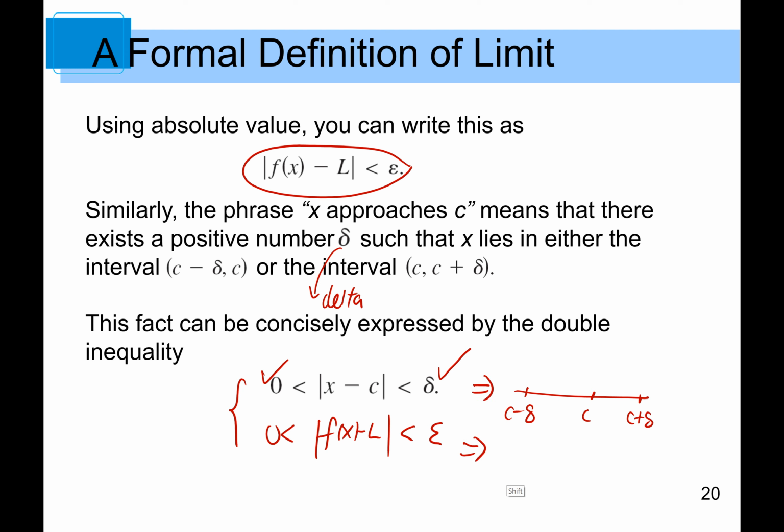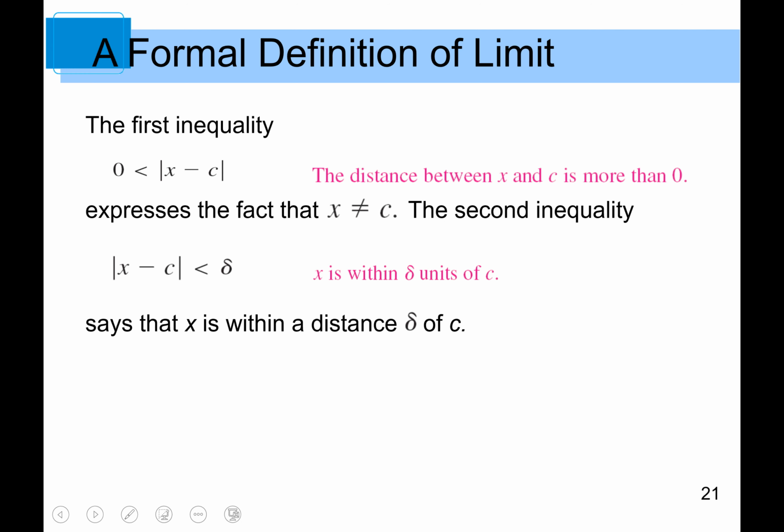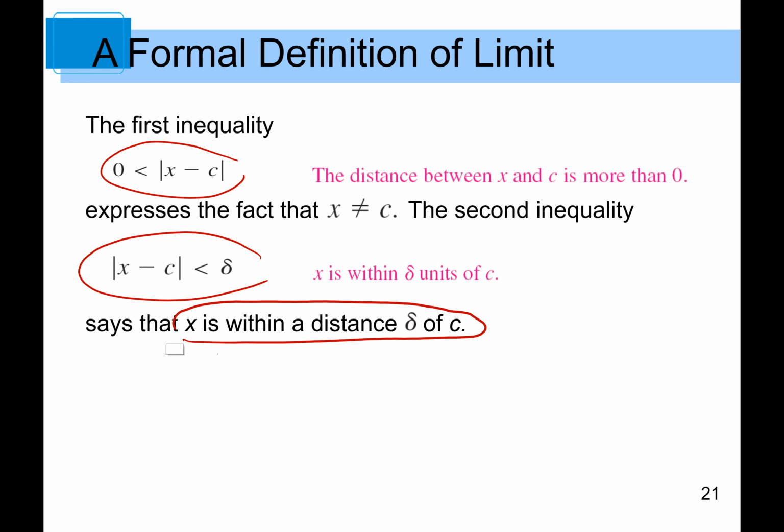For the y value, this is L. It's L minus epsilon, and the right hand side is L plus epsilon. Okay. So this is the formal definition of limit. And that's just a summary of what we just did, right? The first inequality is this: absolute value of x minus c is greater than 0. The second inequality is absolute value of x minus c is less than delta. So x is within a distance of delta of c.